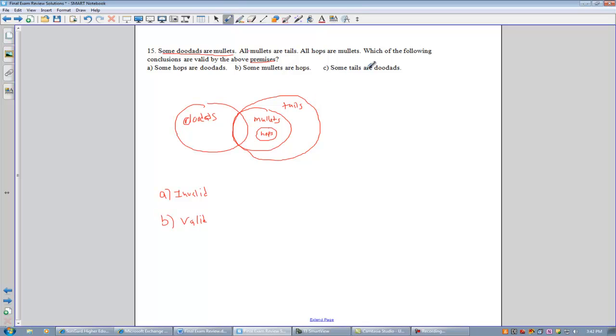Now, some tails are doodads. Well, here's the tails. And yeah, some tails are doodads, because over here, these are tails. Remember, the tails circle goes all the way around here, and it intersects the doodad circle, so C is also a valid statement.